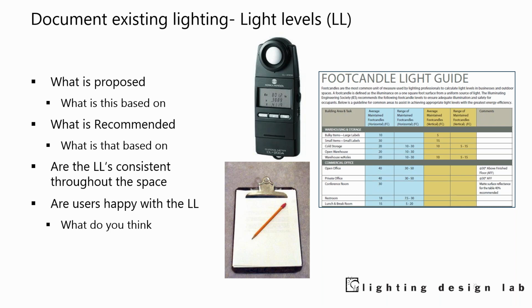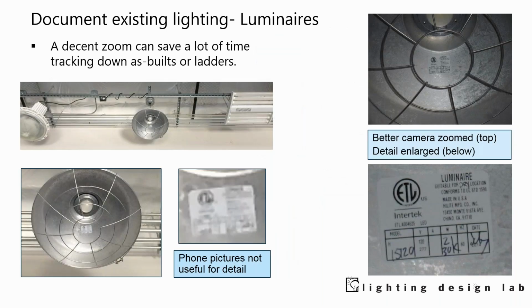Are the light levels consistent? You walk in, they say, yeah, it's too dark in here. And sure enough, it's pretty dark, but then you walk over to other areas and it's actually pretty bright, or vice versa. And then, are the users happy with the light levels? So again, it doesn't hurt to have your light meter, take some notes, and then of course compare them to some recommended practices.